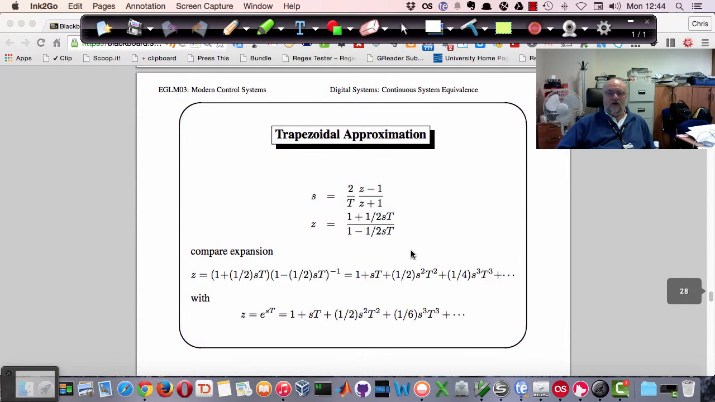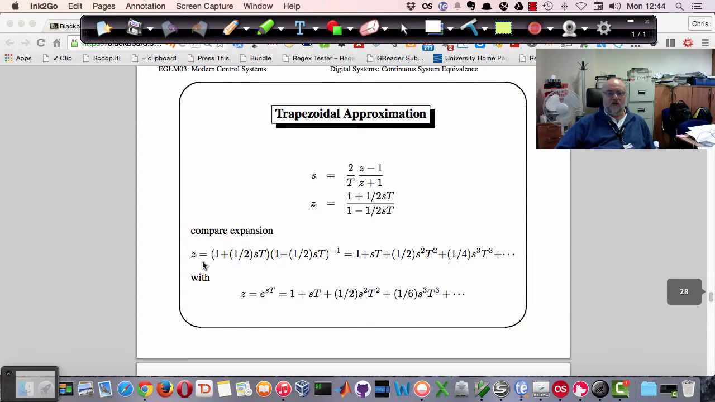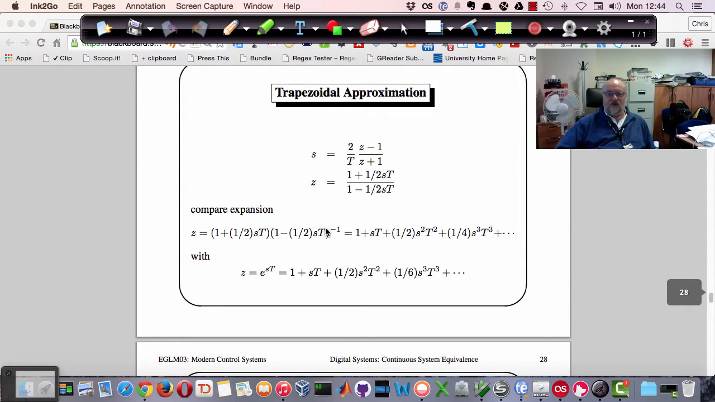So we can basically say, let's use these two approximations then. Let's say s is equal to this, z is equal to that. This is called a bilinear transform, or Tustin's bilinear transform. And if we compare those two results, if we expanded that, then this expression here would expand to 1 plus st plus a half s squared t squared plus a quarter s cubed t cubed and so on.